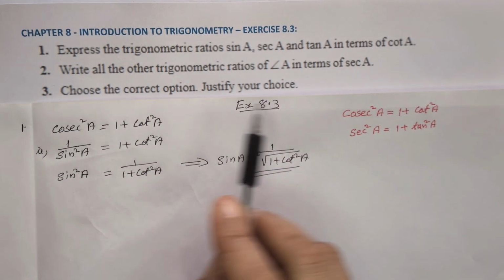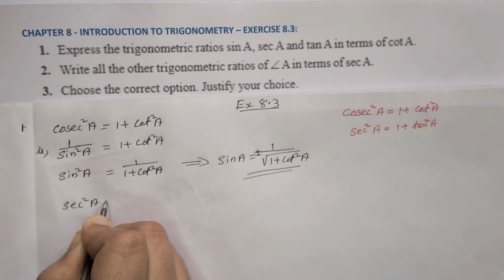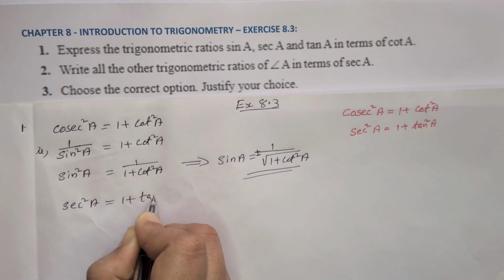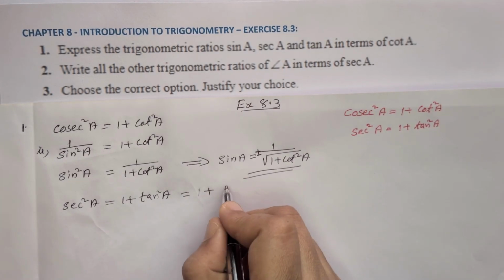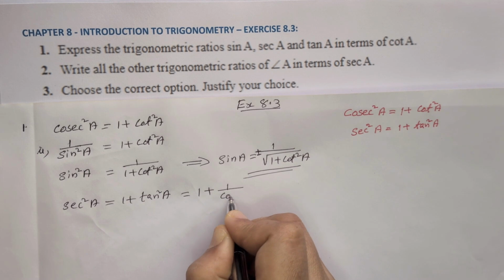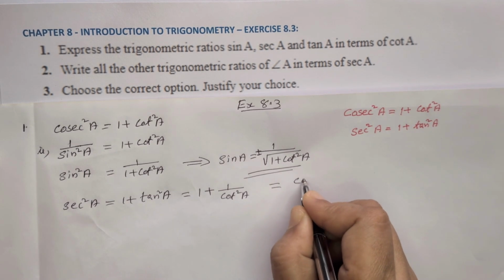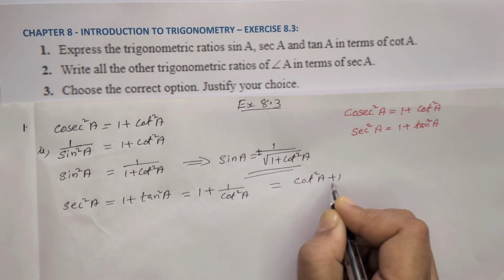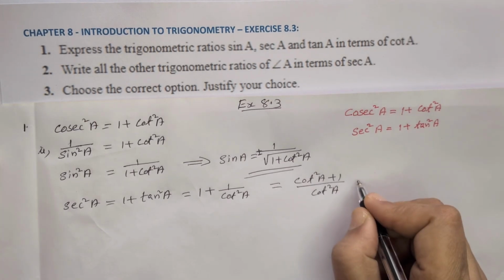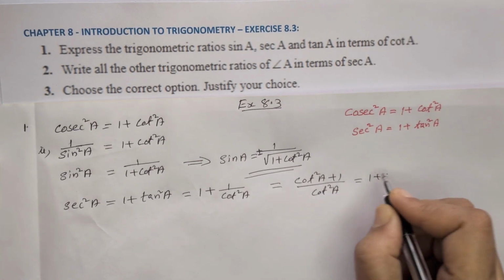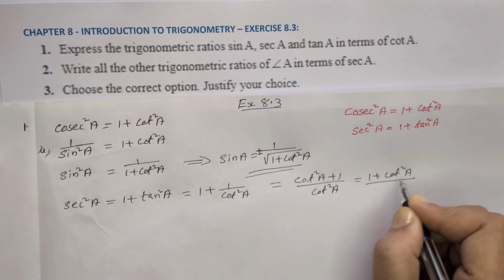Now next, sec. For that we can use this identity. Sec square A is equal to 1 plus tan square A, which is equal to 1 plus tan, we can write as 1 by cot, so 1 by cot square A. Take cot square A as the denominator. So it will come cot square A plus 1 divided by cot square A, which we can write as 1 plus cot square A by cot square A.